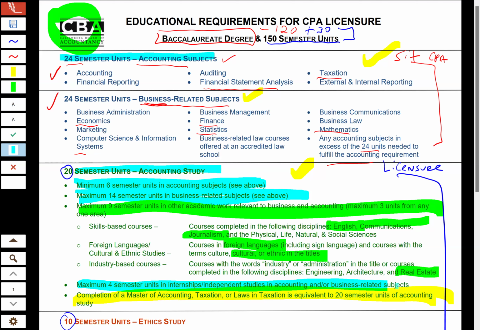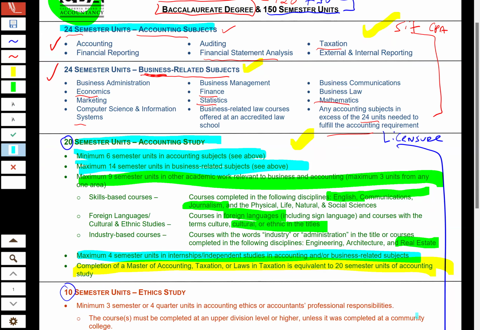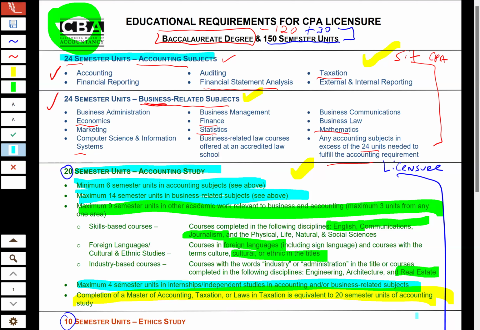Maximum 4 semester units with an internship. Maybe you're taking an internship in college, and it's related to accounting and whatnot. You're working for, say, a CPA firm or something. That would help count towards that. So that would be probably more in line with somebody who hasn't focused on accounting initially when entering, say, community college or something, and then later shifts to accounting. Those 9 units would be helpful for those folks.